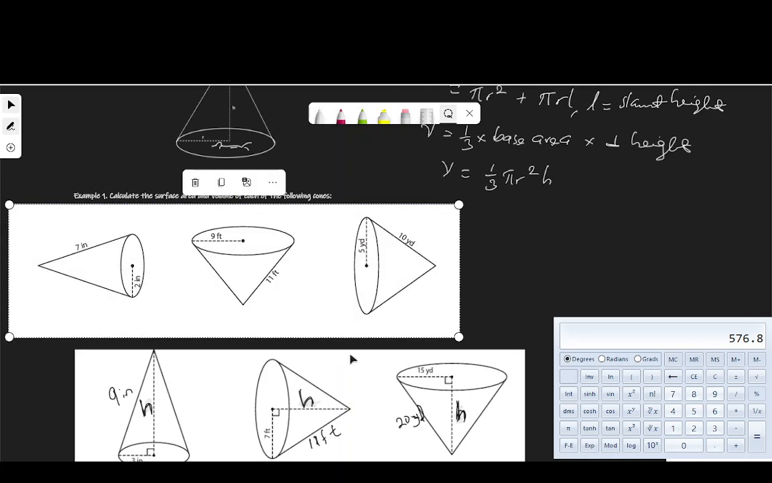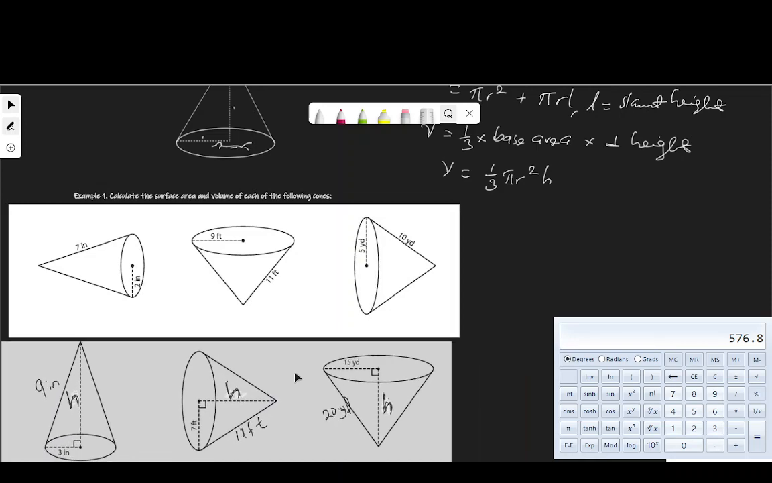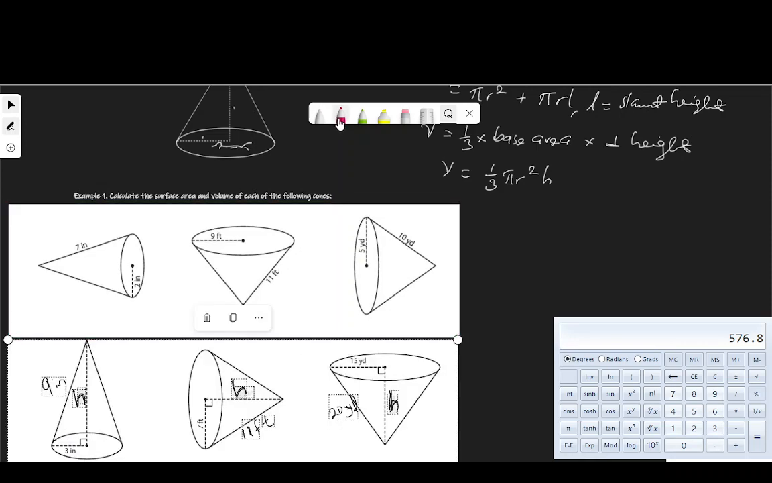Let me shift them so I have enough board to work with. Okay, let's label it A, B, and C. Let's work on this A, B, C first before we move on. So for A, the question says calculate the surface area and volume of each of the following cones. So A, the surface area SA is pi r squared plus pi rl.